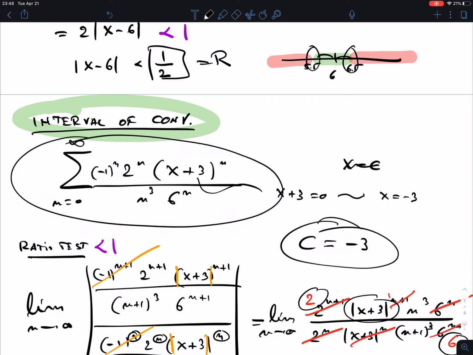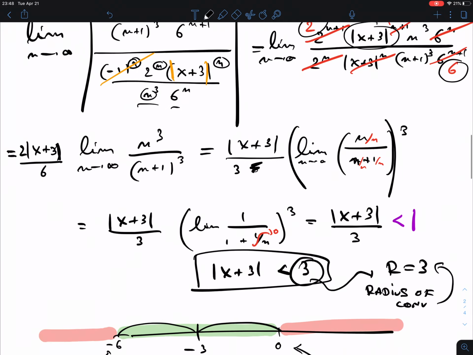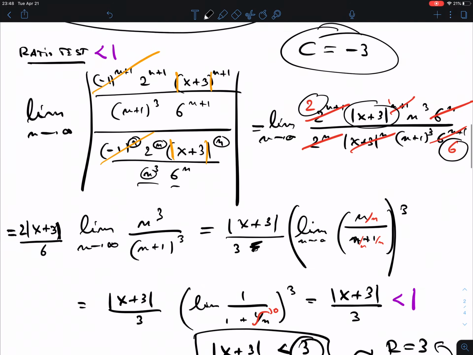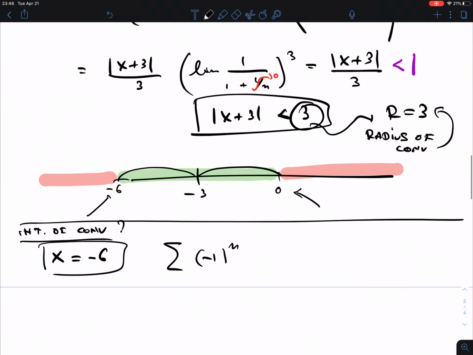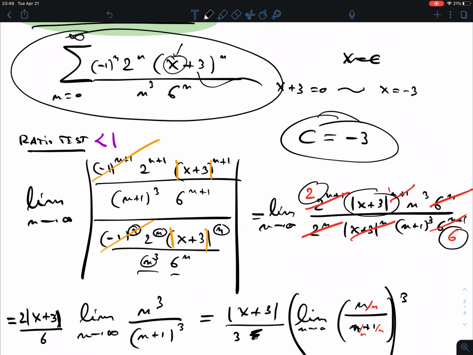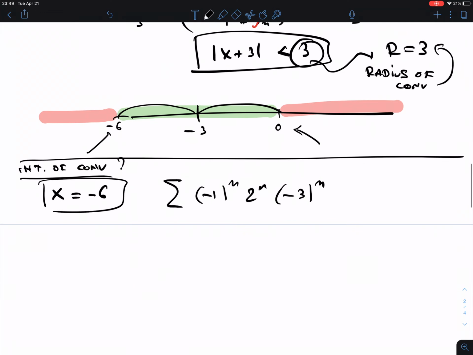So now I'm going to put in -6, so -6 plus 3 will become -3. So I have the summation of (-1) to the power n. Now this (-1) to the power n plays a role, right? I'm not taking absolute values anymore. I have 2 to the n, and then I have (-3) to the power n. That was plugging in -6 in here, right? And then on the bottom, I have an n cubed and a 6 to the power n.